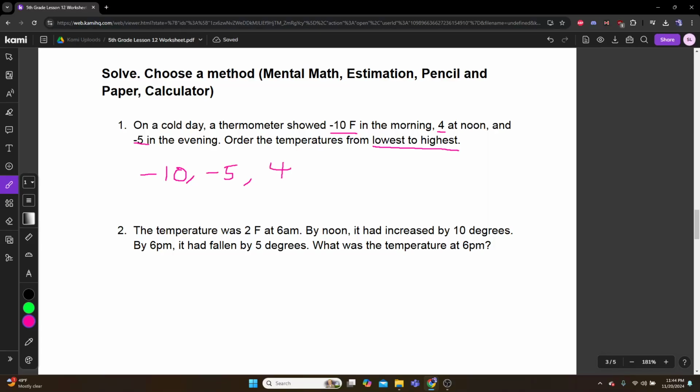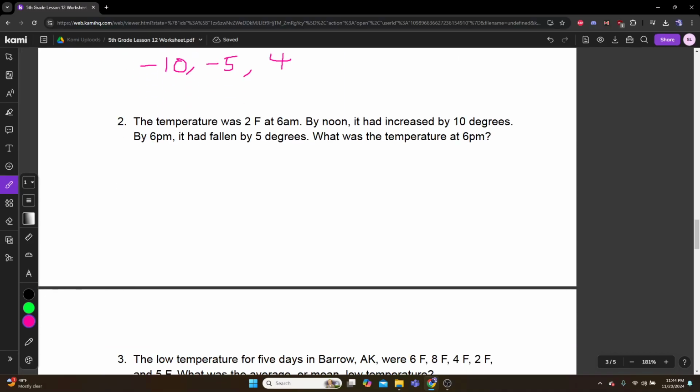Number 2, the temperature was 2 degrees Fahrenheit at 6 a.m. By noon, it had increased by 10 degrees. By 6 p.m., it had fallen by 5 degrees. So what was the temperature at 6 p.m.? Okay, so we start at 2 degrees Fahrenheit, and then by noon it increased by 10. So we add 10. By noon it would be 12 degrees Fahrenheit, and then by 6 p.m. it fell 5 degrees. So it would be 12 minus 5, which is 7. So at 6 p.m. it would be 7 degrees Fahrenheit.